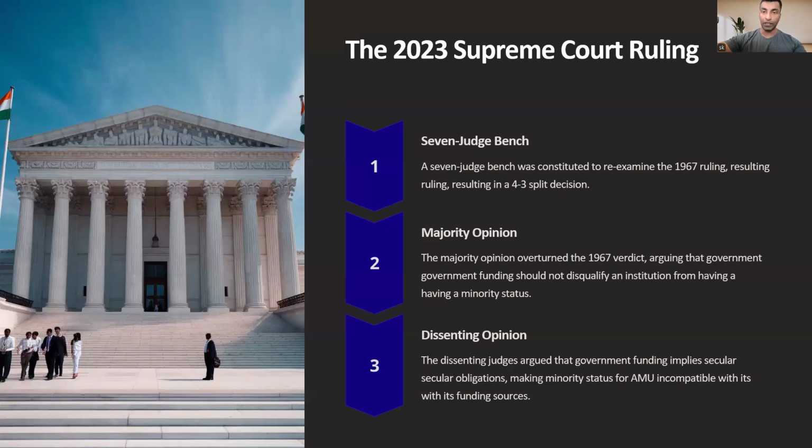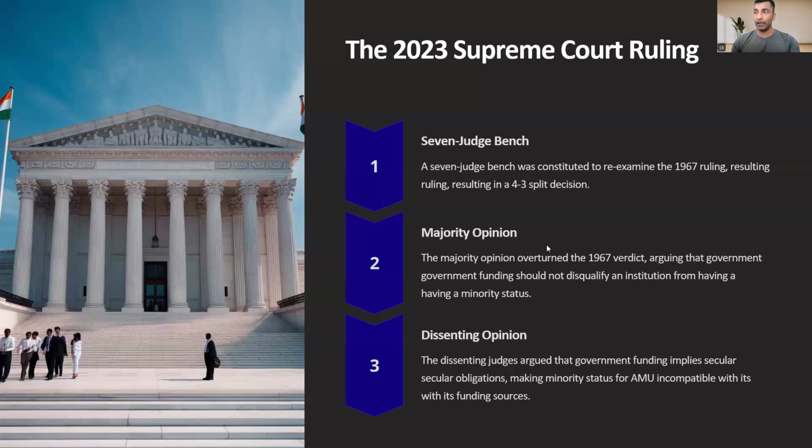And if you look at the establishment of this at that point of time, it was again for benefiting the educational interest of the Muslim community. Now, if you look at the dissenting opinion, who supported the 1967 ruling. The dissenting judges argued that the government funding implies secular obligations, and making minority status for AMU is incompatible with the funding sources. So that's the dissenting argument, from those in favor of 1967. So here, that's not the case. Majority, though it is a thin majority. So that's how it was done.